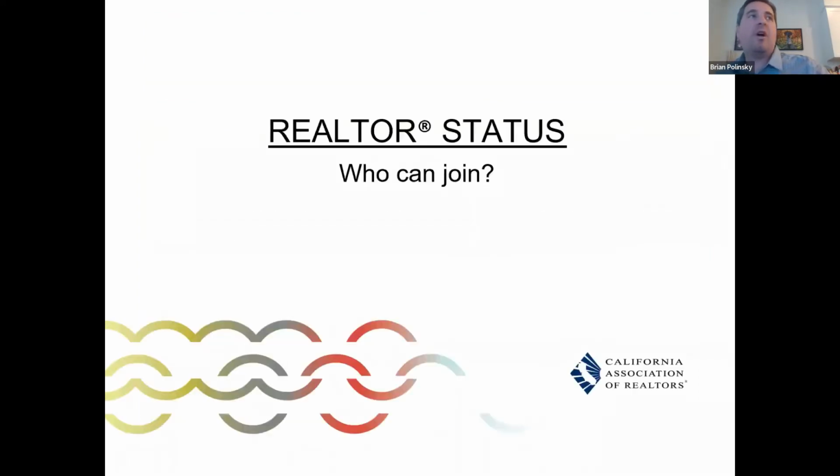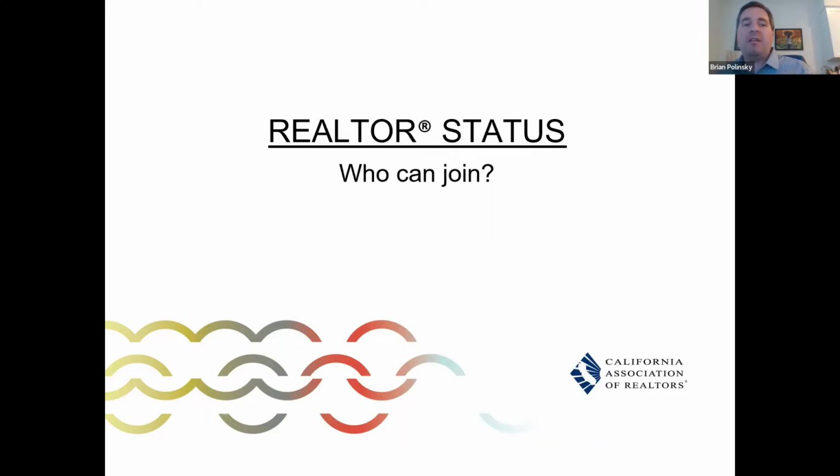Any other questions about letters of good standing? There's a couple that just popped up. Should we be asking for the letter of good standing annually for secondary members? No, this only applies when someone is applying to the association for the first time.